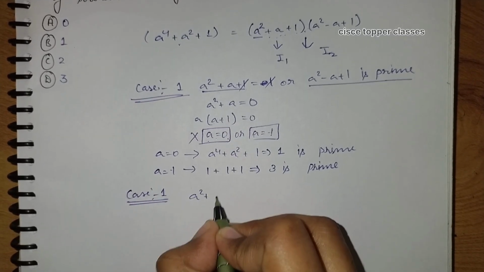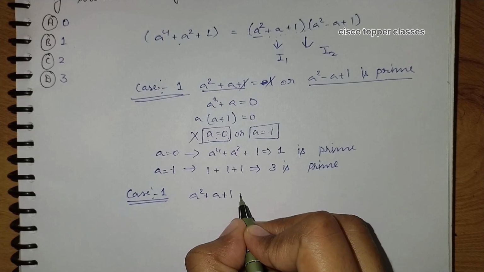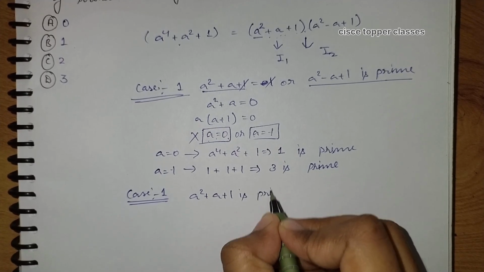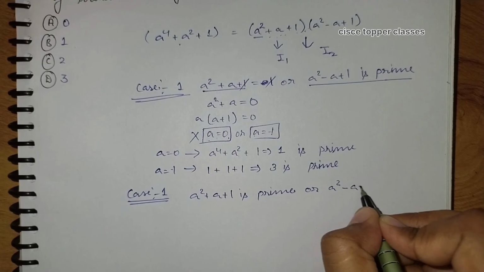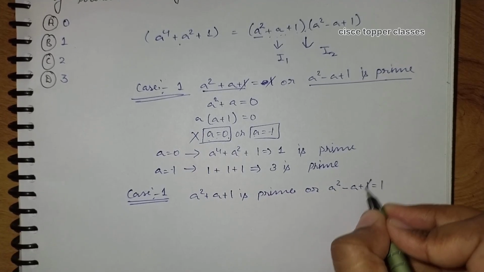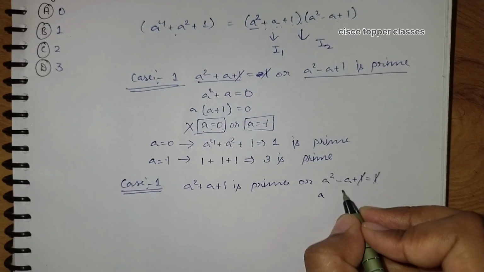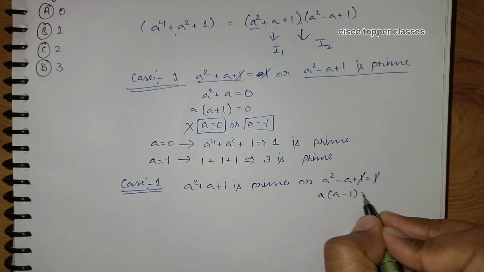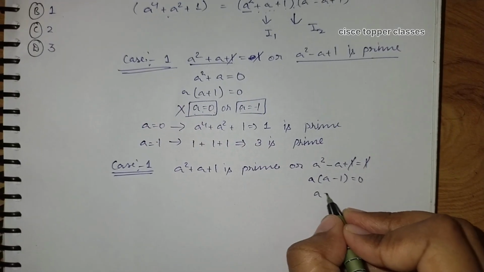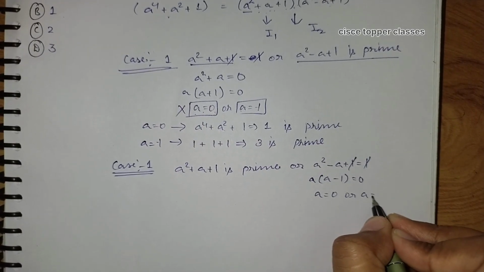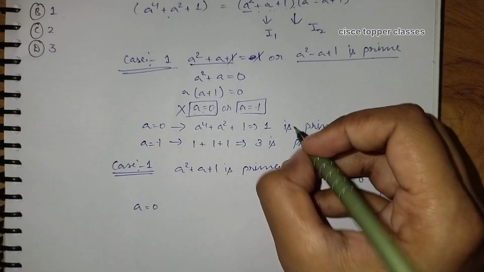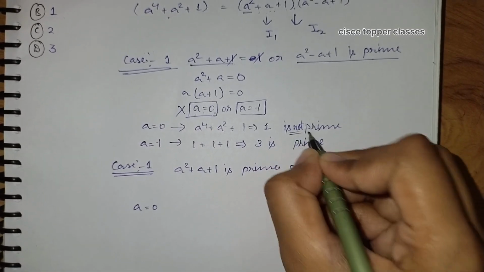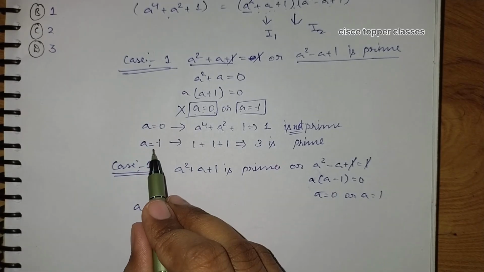The second case is when a^2 plus a plus 1 is prime this time, and a^2 minus a plus 1 is equal to 1. So this will be cancelled out, and on taking a as common, a times (a minus 1) is equal to 0. So a will be 0 or a is equal to 1. On putting the value a equal to 0, again we will get 1, that is not prime, hence it is not valid.